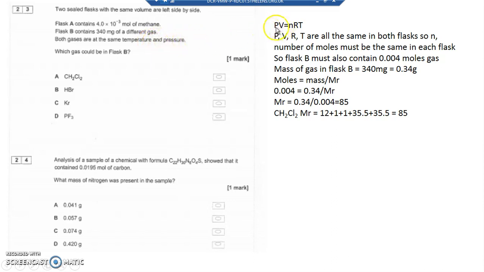And actually when I look, the pressure and the volume are staying the same because it's a sealed flask: same volume, same pressure, same temperature, and R is the gas constant, 8.31. So everything is staying the same. Flask A contains this number of moles of methane. So PV equals nRT, if I work it out for this one, and all of these are going to stay the same, when I work out n, number of moles, it equals that.